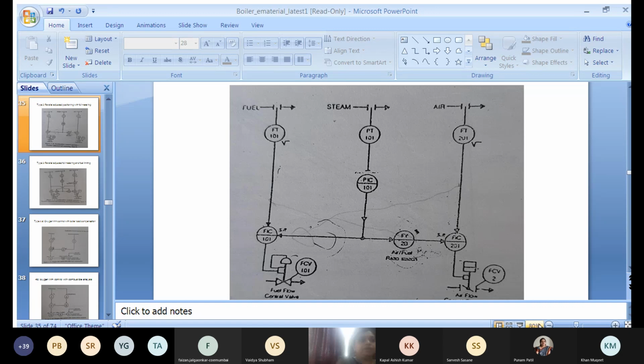Okay, any doubt in this? What we studied: type 2, parallel adjusted with full metering. So parallelly both the control valves are adjusted by using the steam pressure line signal, and metering of the fuel and air line is done, and that signal is utilized in adjustment of the control valve. That's why it is called parallel adjusted full metering. Any doubt in this?